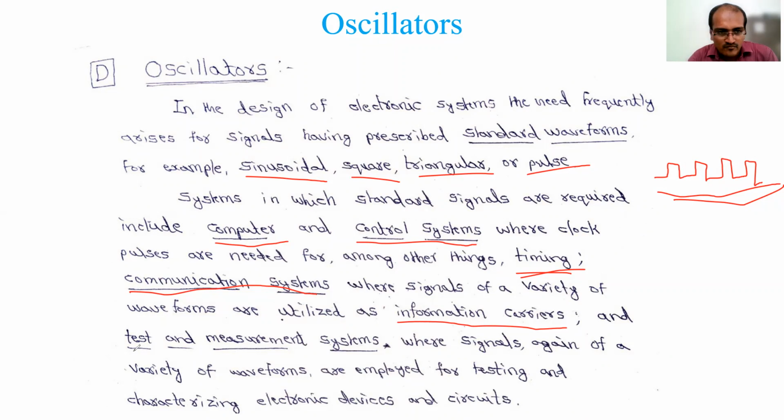The third most important application is test and measurement systems: your function generators, CROs, or even the big measurement instruments you see in TV shows about NASA or ISRO. All these require standard signals. Again, a variety of waveforms are employed for testing and characterizing electronic devices and circuits.